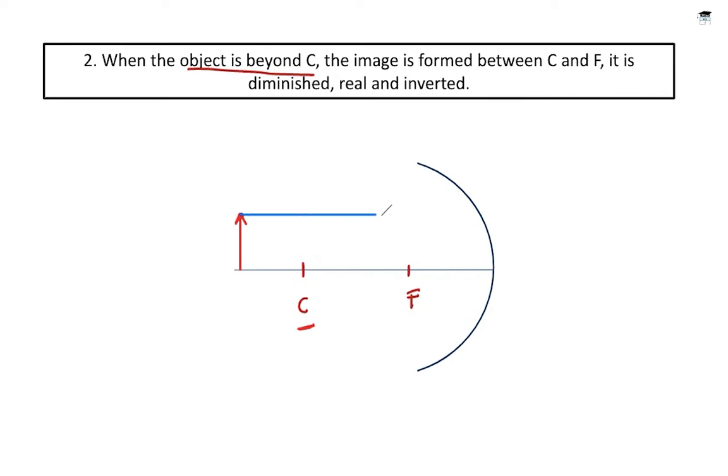So a ray of light which is parallel to the principal axis, I am going to draw that ray. The second that I am going to draw is the ray of light that passes through the focus. That is the second one that I am going to choose here. You can choose any one. You can also choose the ray of light which passes through the center of curvature. You can choose any one.